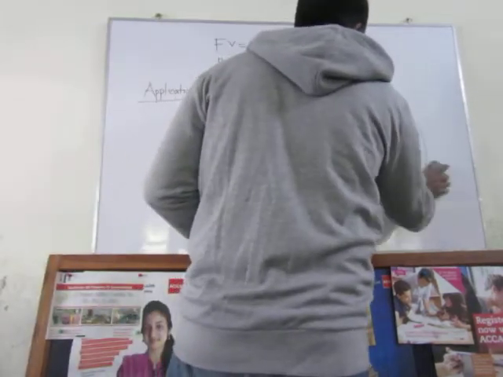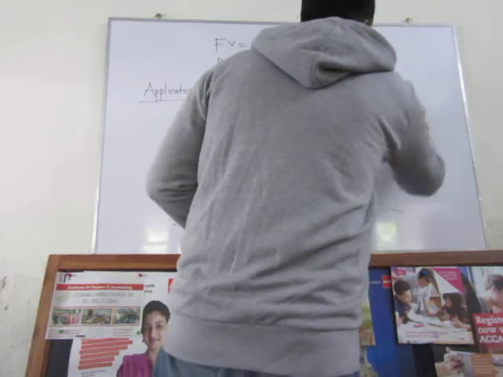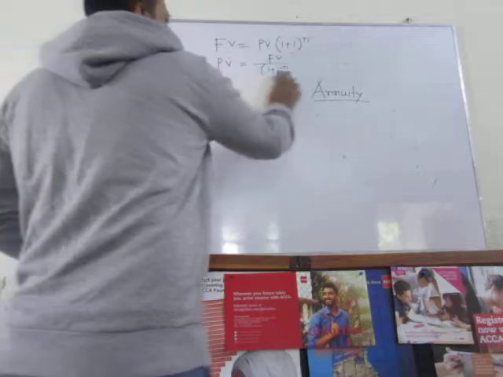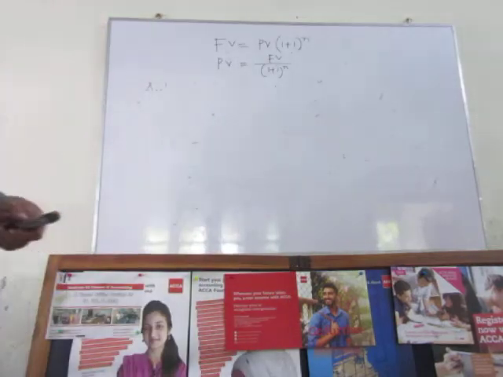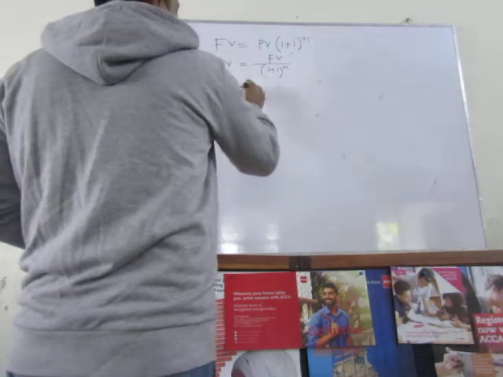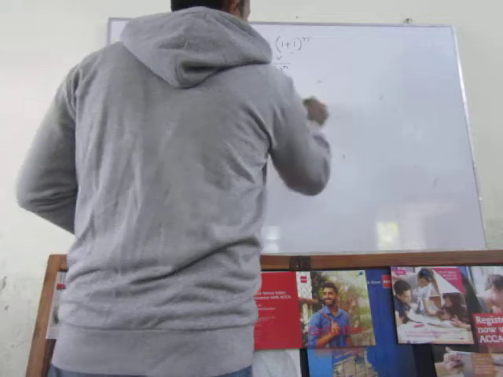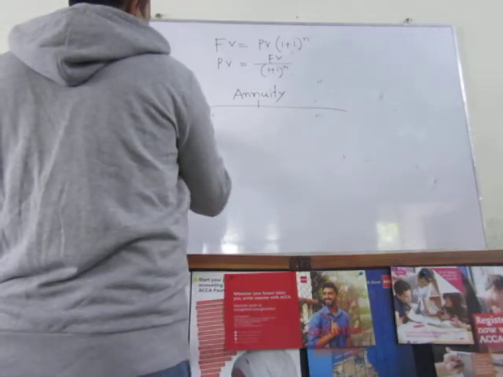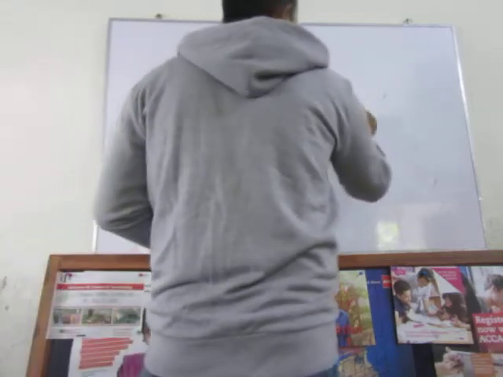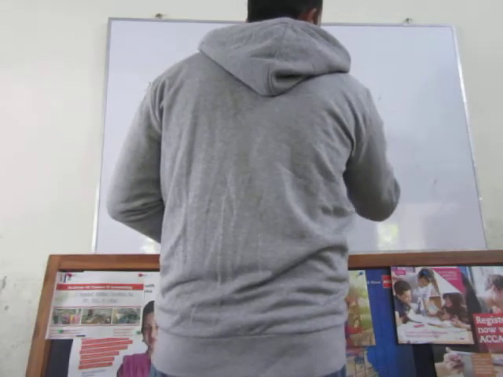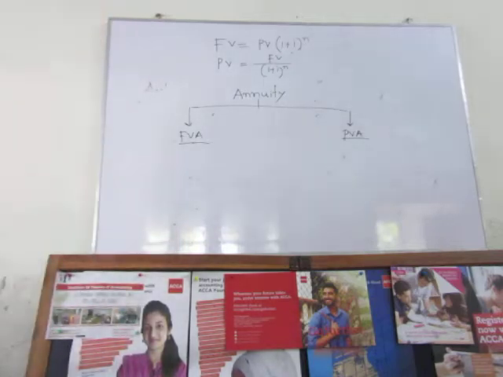The formula is future value annuity. Now we are talking about annuity. This annuity can be of two types. One is future value annuity, another is present value annuity. Future value annuity is the example we just discussed earlier. That is, each and every year you are investing $100 according to your contract with the bank, right? So what will be the future value?